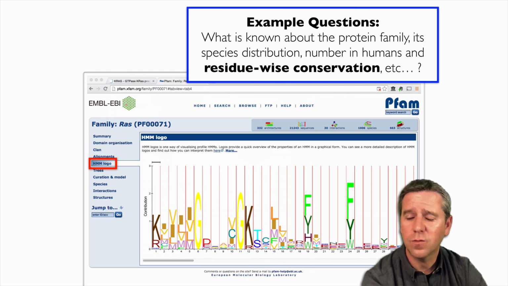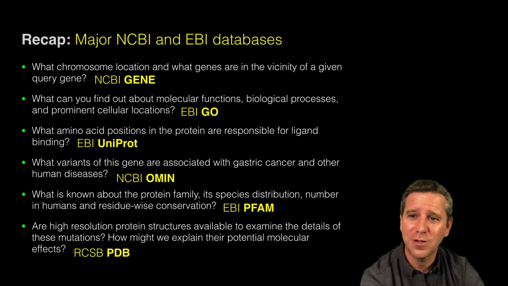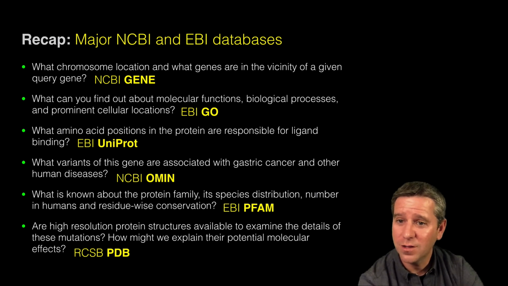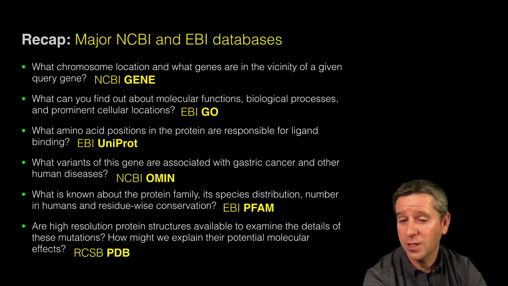So with that, I think the video is getting a little bit long. I'm going to stop here and we'll summarize these major NCBI and EBI databases that we've gone through. That's NCBI Gene, EBI GO, EBI UniProt, the OMIM database, the Pfam database, and finally this Protein Data Bank resource for protein structures.